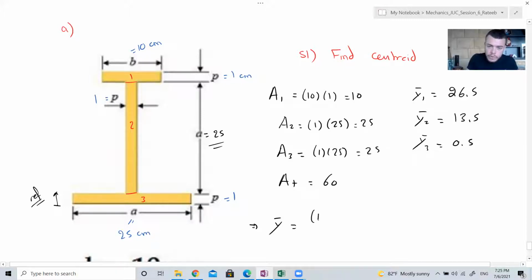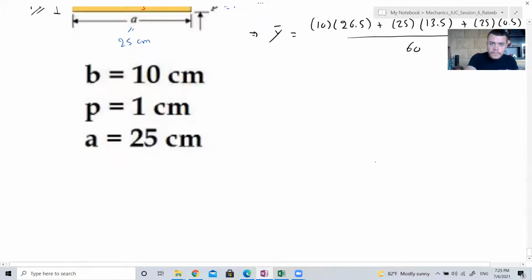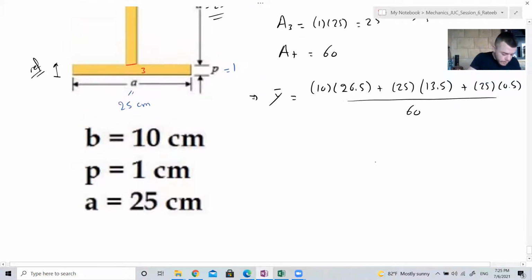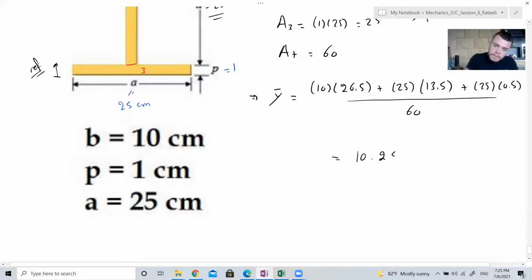Y bar is going to be equal to 10 times 26.5 plus 25 times 13.5 plus 25 times 0.5 divided by 60. عم نفهم يا شباب أو لا؟ كلنا فاهمين يا دكتور. So 10.25. This is gonna be y bar.